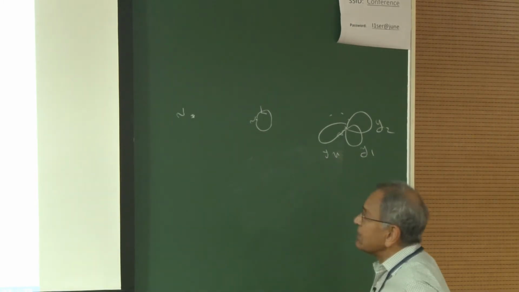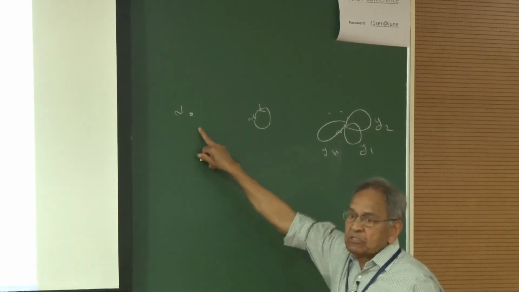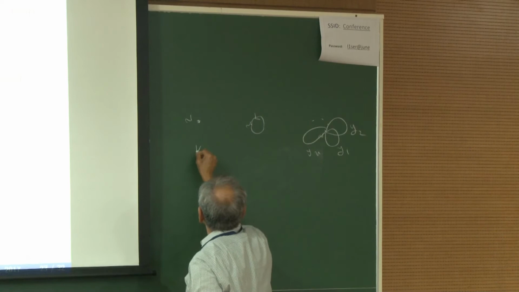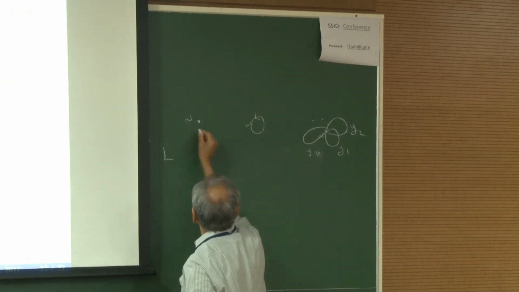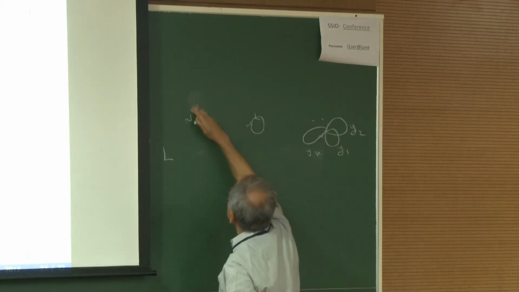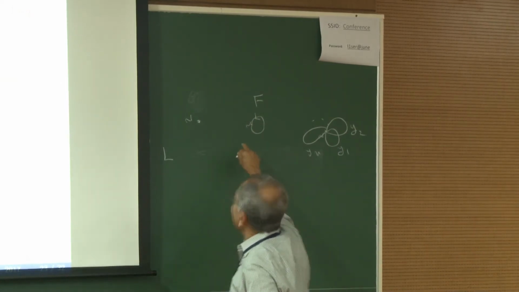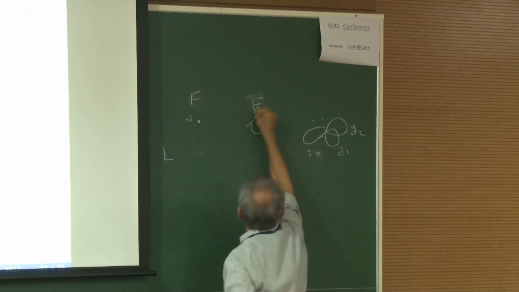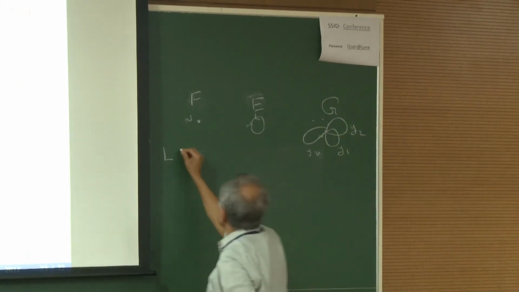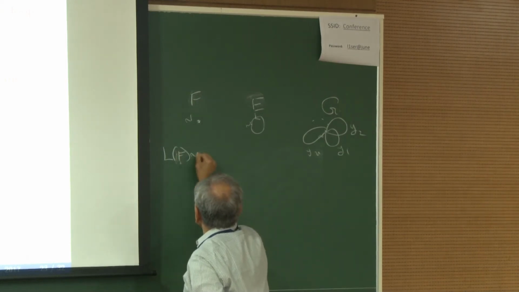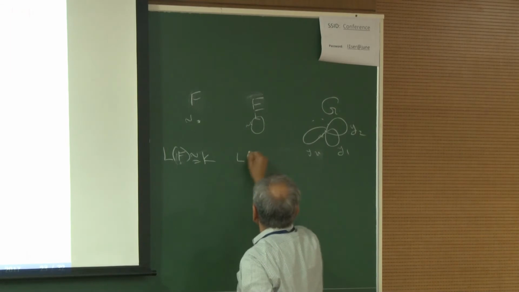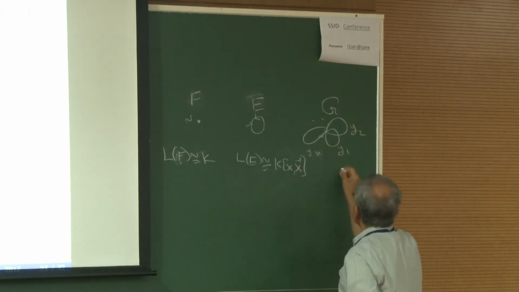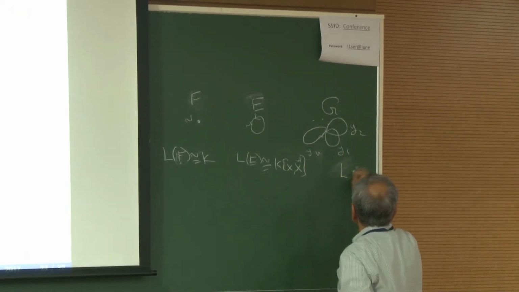Here, we already mentioned that the Leavitt path algebra generated by a single vertex is simply isomorphic to K. Let me call this graph F, that one E, and this graph G. The Leavitt path algebra of F we noted is isomorphic to K. This one we noted is isomorphic to K[x, x inverse], and this, of course, is isomorphic to the Leavitt ring.